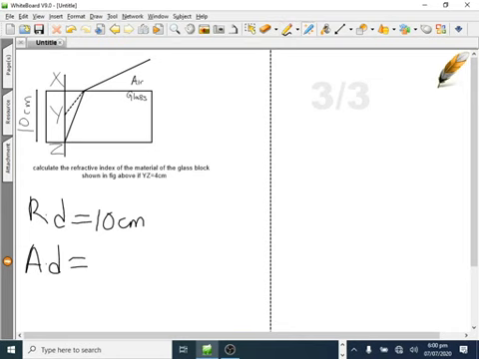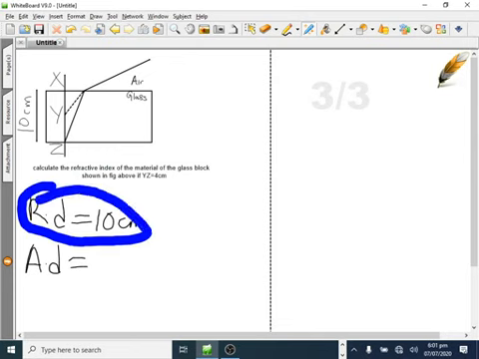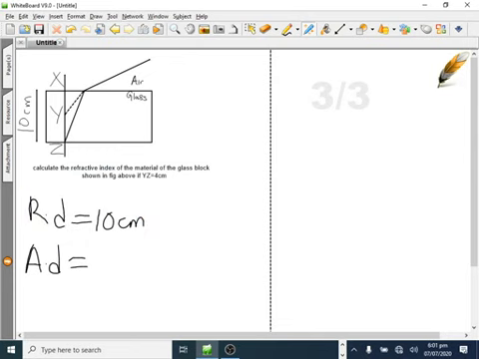And then we need to find our apparent depth, because the question has also asked us to find the refractive index. And our refractive index will be real depth over apparent depth. Now we know our real depth to be 10 centimeter. What is our apparent depth?